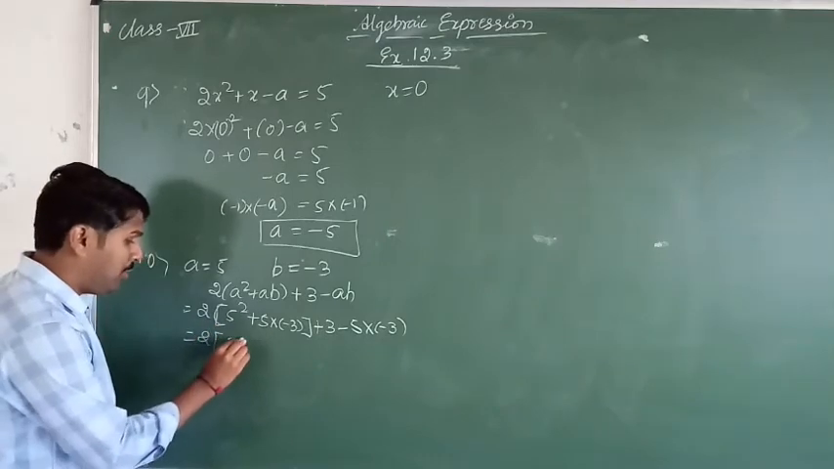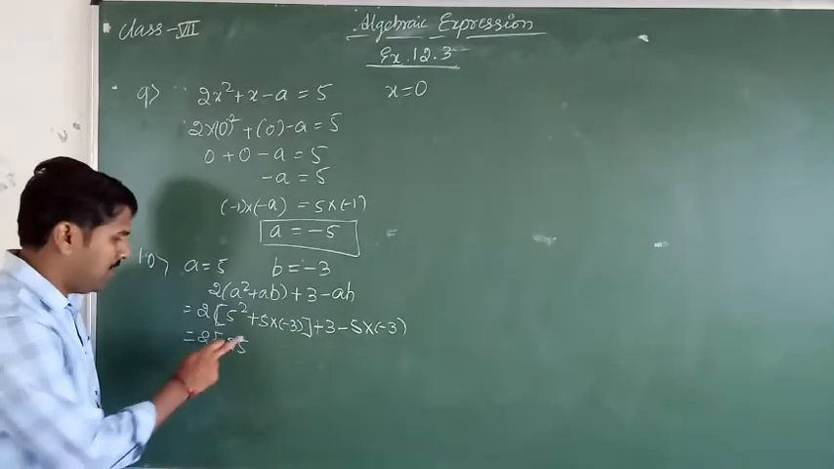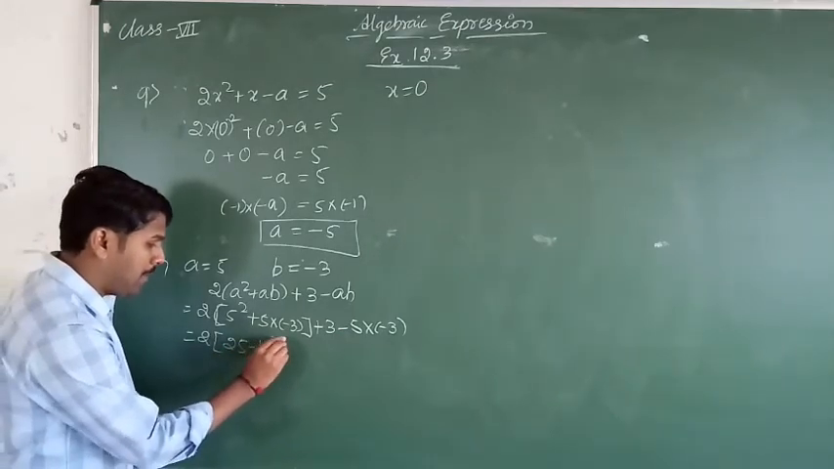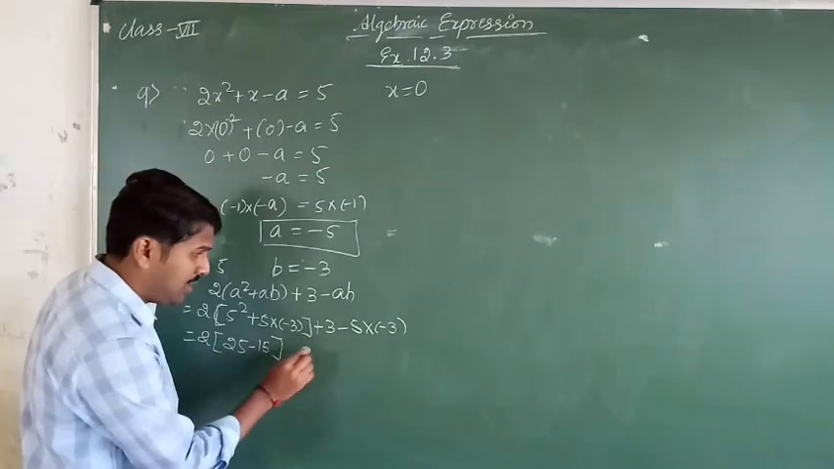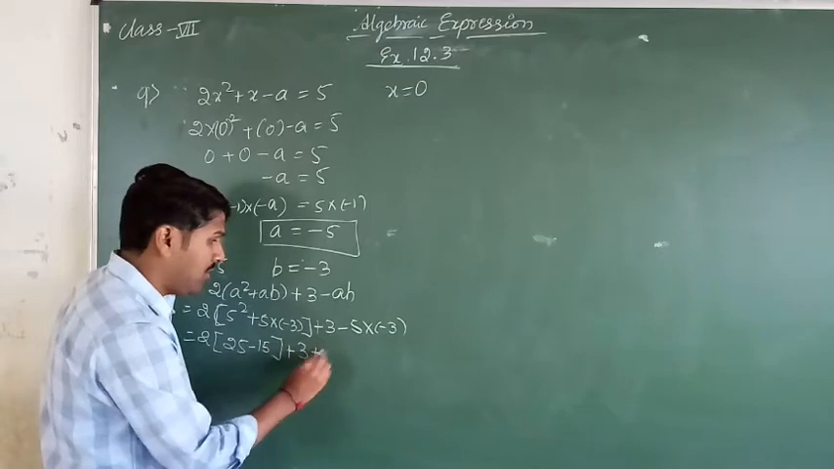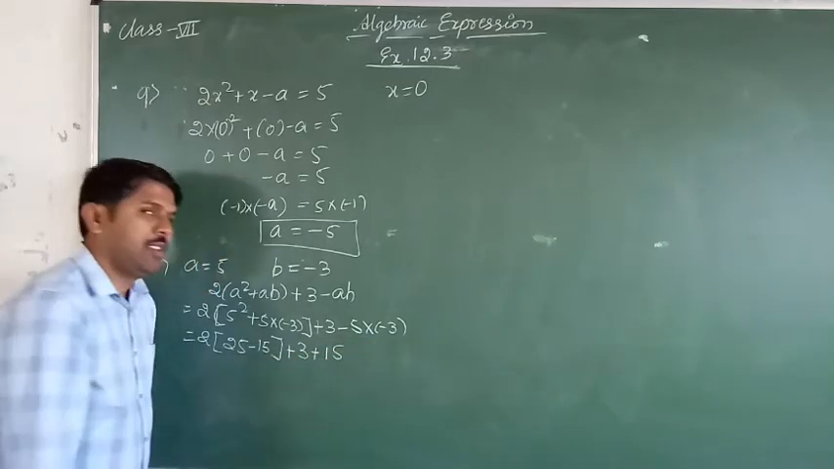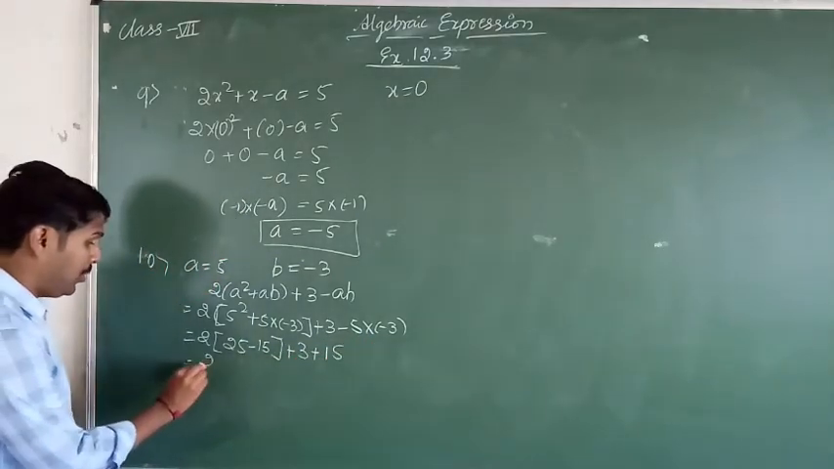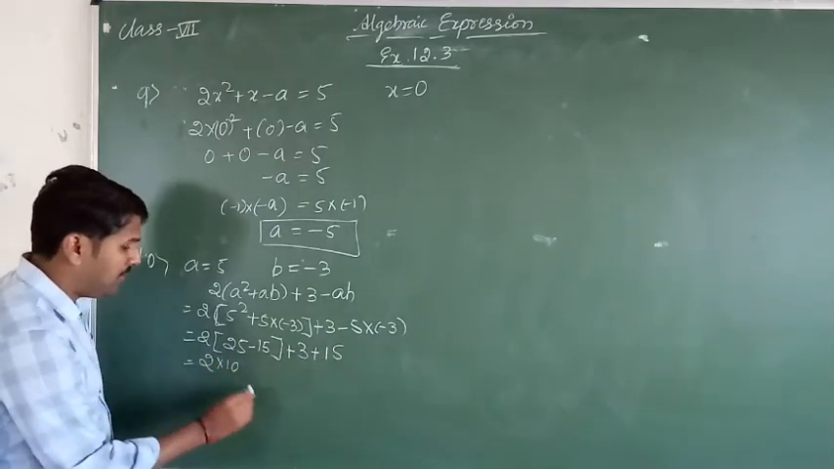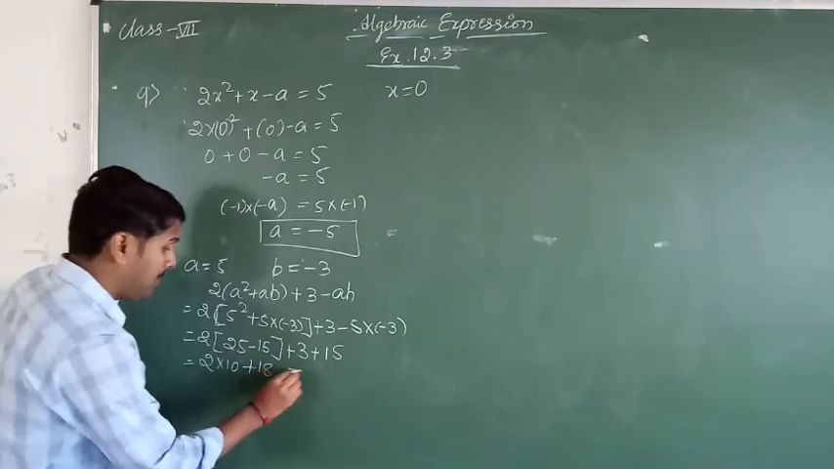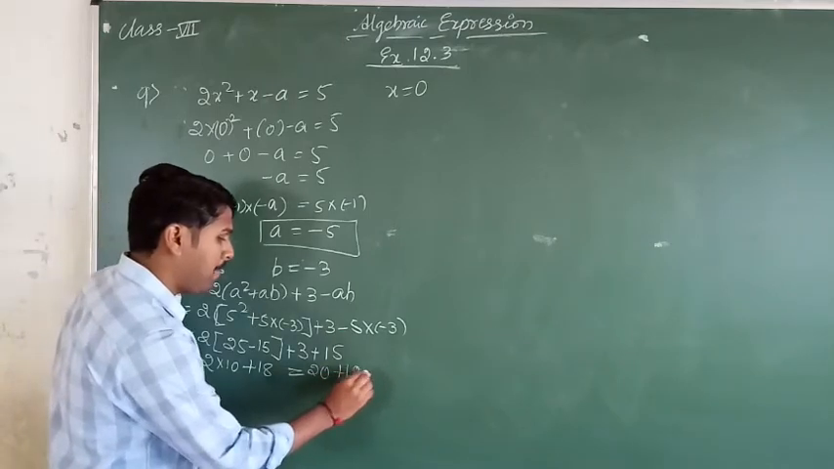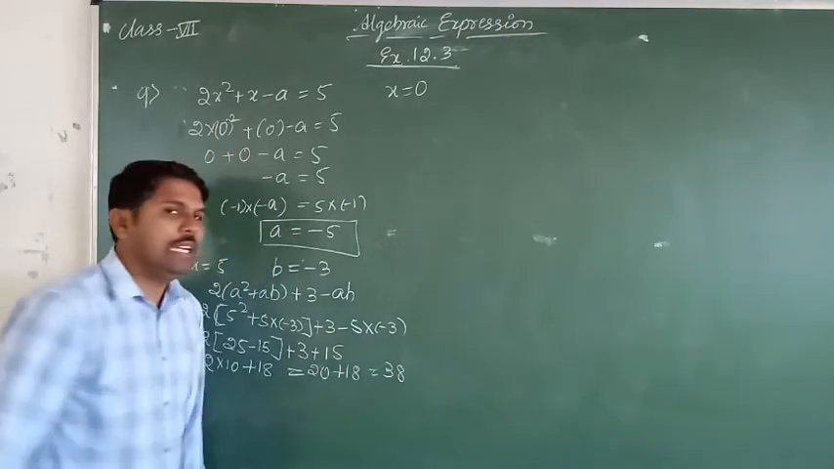5 square is 25. Multiply 5 two times, 25. 5 3s are 15, plus into minus is minus 15. So next, in this one, plus 3 and minus into minus is plus, 5 into 3 is 15. So now find the value. 2 into 25 is 50, minus 15 is 35. 2 into 10, 3 plus 15 is 18. 2 into 10 is 20 plus 18. So you will get the answer as 38.